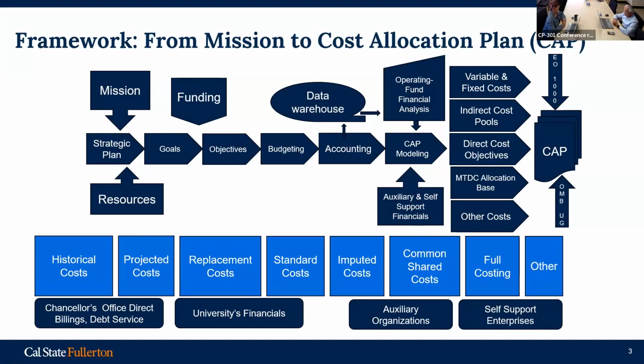So the mission gives you the framework. That's the reason we are here at the university. We are primarily an academic institution. Not only that, we are a public academic institution. So we are an agency of the state of California. So the mission defines what we are, what we want to do. It has no limit. When we look at mission, it is wide open.